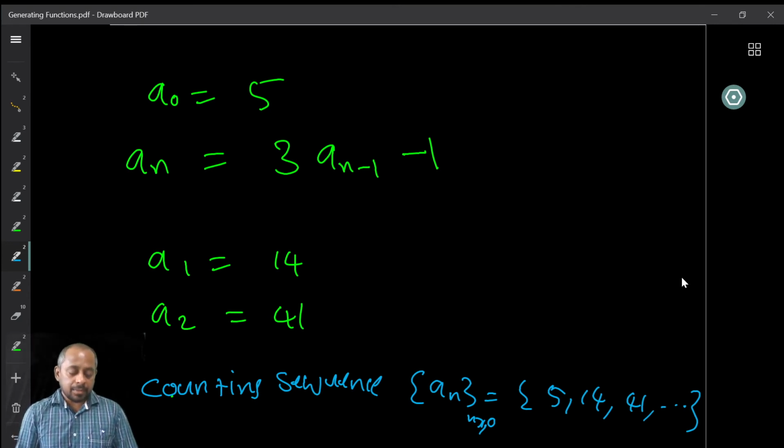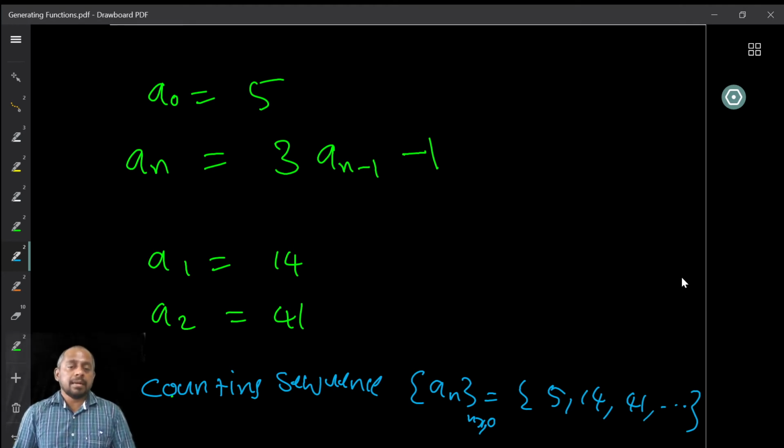Similarly, you can verify that a_2 is 41. But suppose you are asking what is a_100, then you have to calculate this for 100 steps, or if you want a_2000, then you have to calculate for 2000 steps. Instead of that, can we do something easier? Or we may want several of these values, like a_20, a_100, and a_1751, and not the other values in between. How do you find this without doing all the extra work in between?